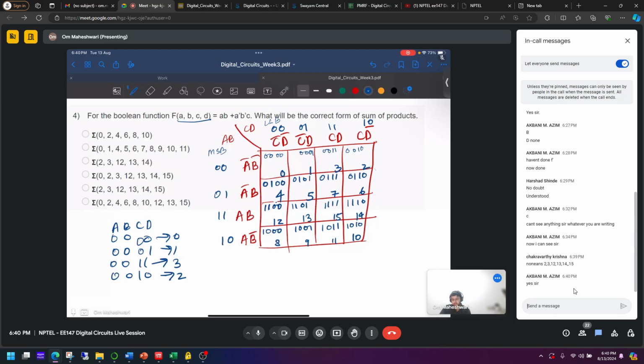Okay, so now we have AB plus A bar B bar C. We have to fill this in here. So where is AB? This is AB, and you will have ones here: one, one, one, and one. Then you have A bar B bar C. This is A bar B bar, and this is C. So these two are 1 and 1.